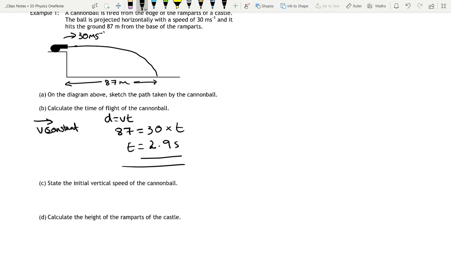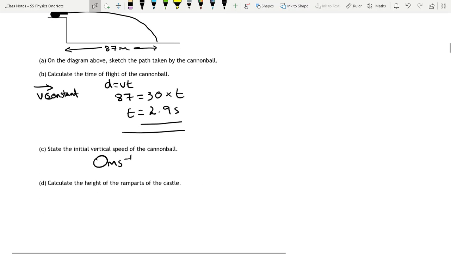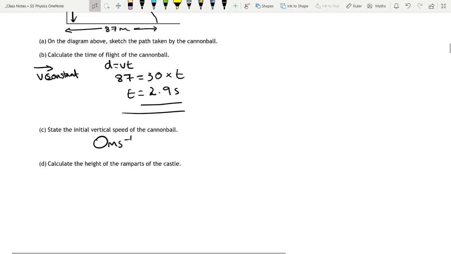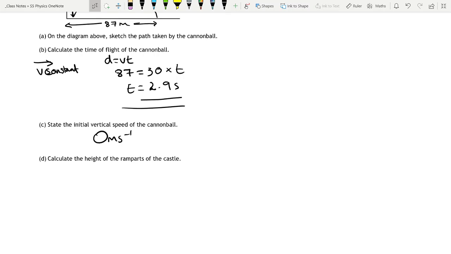Because it's projected horizontally, what's the initial vertical speed? 0, yeah. And calculate the height of the ramparts of the castle. So we want to know what vertical distance it travels. Whereas in National 5 you would have to do the speed time graph and find the area under the speed time graph, that's the distance traveled. Now we have other tools at our disposal.